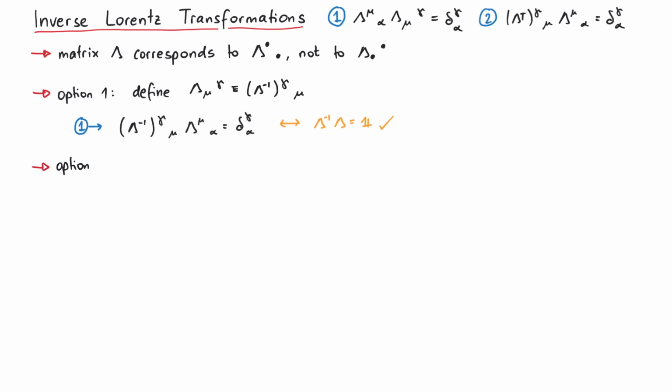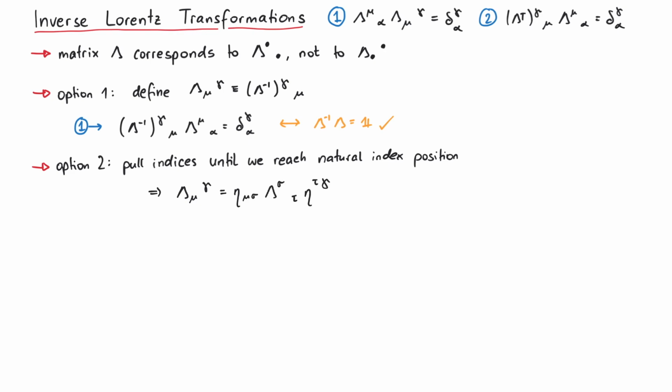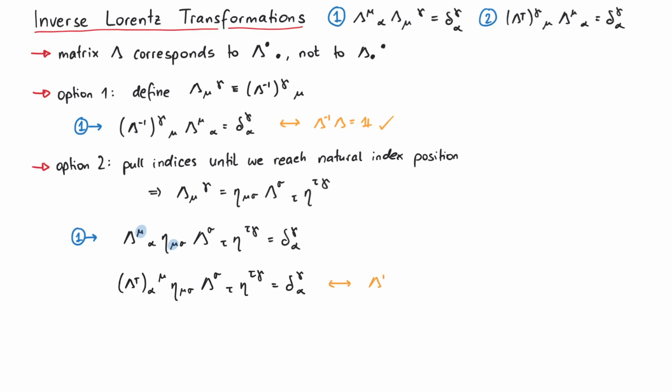The other option is to pull indices up and down until we reach the natural index position of everyone that's involved. This would mean that a lower upper lambda must be written using two copies of the Minkowski metric, and a regular lambda in the middle. Now everyone has its natural index position. The only thing missing before we can write this as a matrix equation is that the index mu here and here is not right next to its paired index. By writing this first lambda as the transpose of lambda, we can now finally write this as a matrix equation.